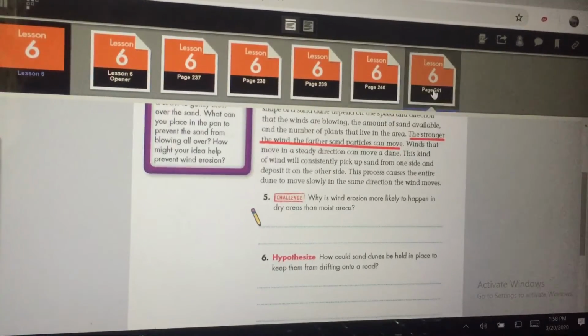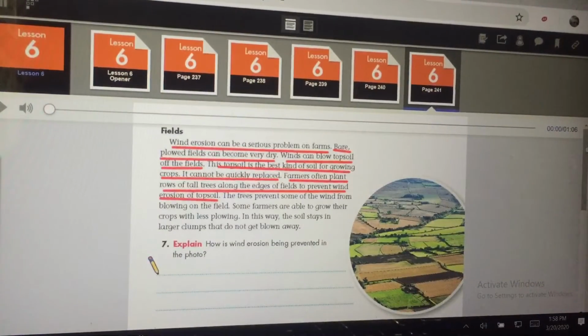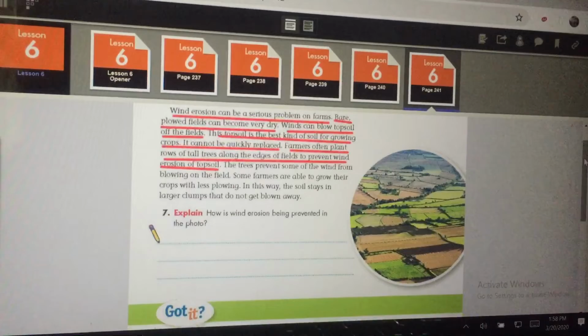Okay, I need you to look at next page, page 241, and here they are telling you that some farmers face a problem because their topsoil is eroded. Here, wind erosion can be a serious problem for farmers because it will blow the topsoil. And the topsoil is the fertile soil for planting trees.